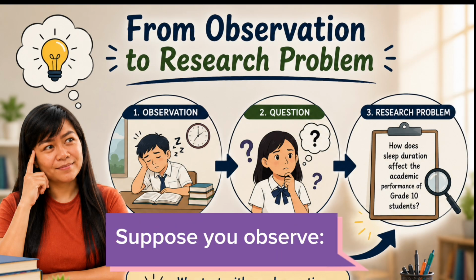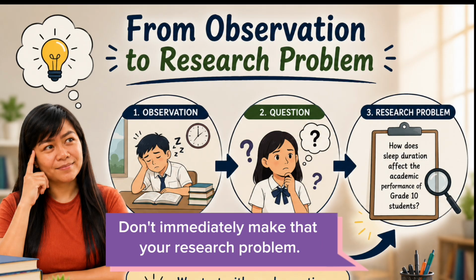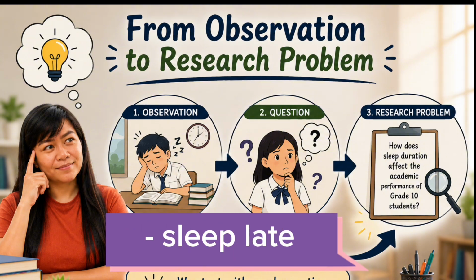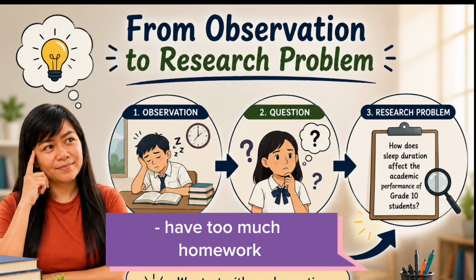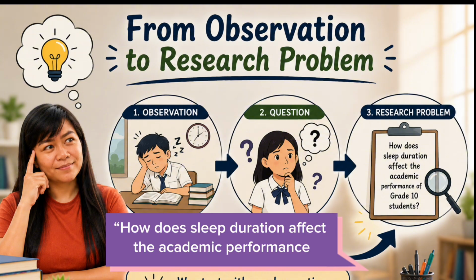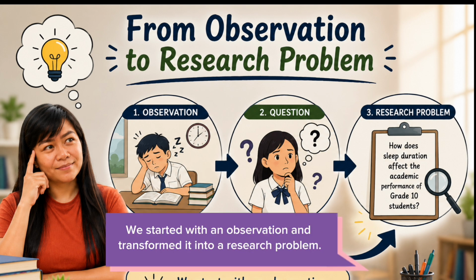From observation to research problem. Let's practice. Suppose you observe many students are always tired during morning classes. Don't immediately make that your research problem. Ask, why are they tired? Maybe because they sleep late, use their phones at night, do household chores, have too much homework, travel long distances to school. Now we can create a researchable question. How does sleep duration affect the academic performance of grade 10 students? See the difference? We started with an observation and transformed it into a research problem.